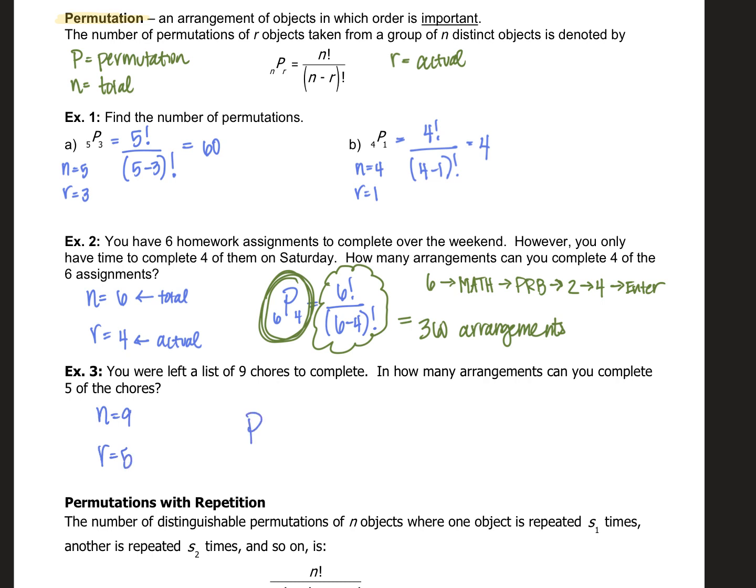So let's put them in our setup. Capital P for permutation. N first, R second. We don't need to necessarily mess with all of this. Instead, I'm just going to utilize this new calculator feature that I learned, and I'm just going to type this all in. So we're going to start with 9, then math, PRB, option 2, then our R value is 5, and then enter. We should be getting 15,120 arrangements. That is our answer here.